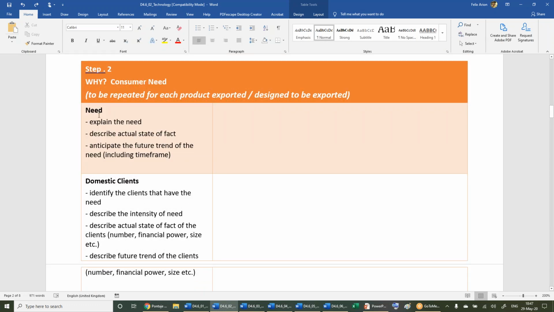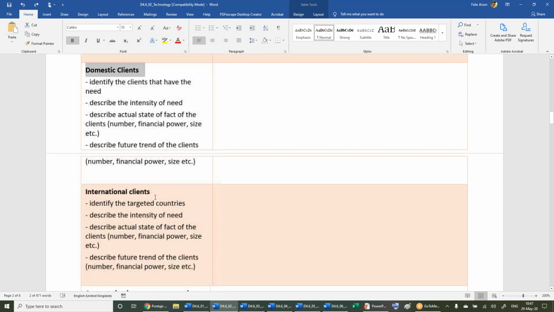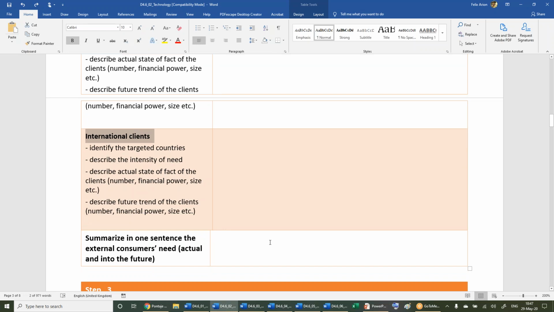Then we go to the consumer, and of course we will explain the need that your product is answering, how it is at the moment, and how you believe it will be in the future, because if it will not be a trend in the future, probably it's better to reconsider the entire strategy. But we think you are facing different projects, different products, that will have a nice future. So we'll ask you to describe domestic and potential international clients, and finally to try to summarize in just one sentence what actually the need is.